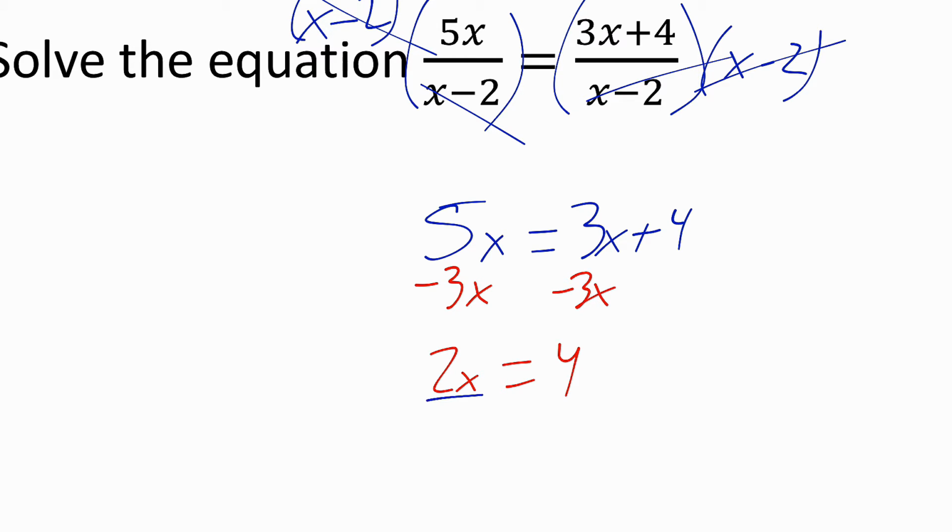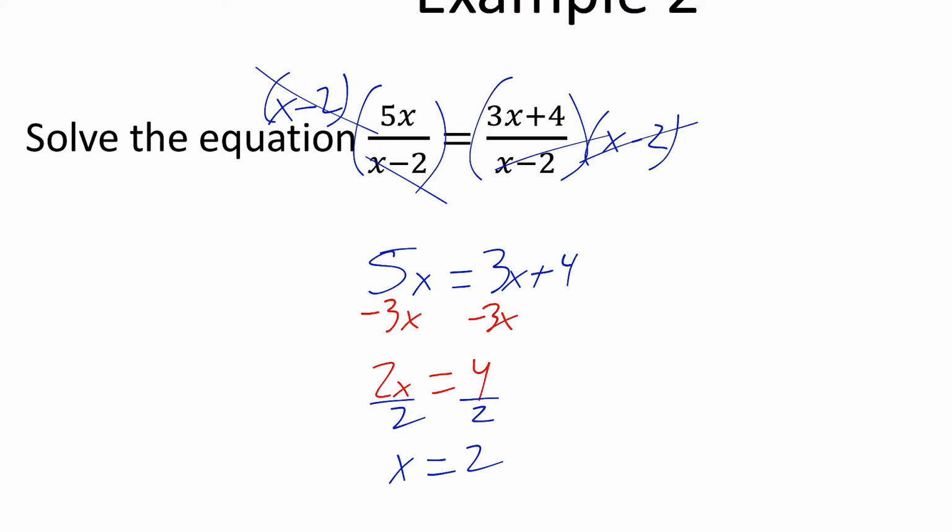To finish solving for x, we're going to divide by 2 on both sides, and we end up with x equals 2. But there's a problem. The problem comes from the original denominators. If you go back and plug in x equals 2 into those denominators, you're going to end up with, well, let's just check it out.